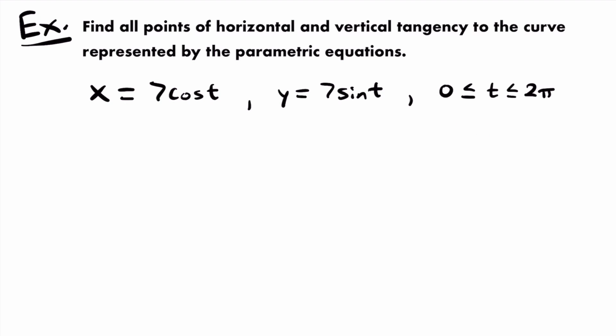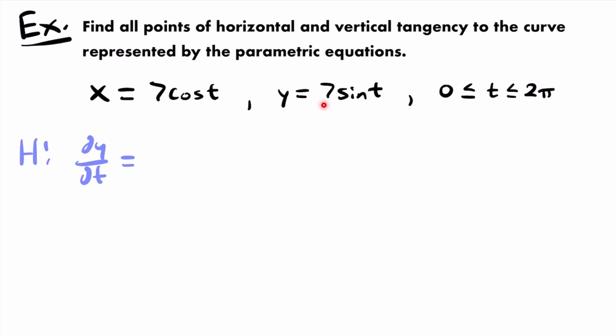All right, so just like with our previous example, we want to find any points for the curve represented by these equations where we have horizontal or vertical tangent lines. And so let's start by finding the location of horizontal tangent lines. And horizontal tangent lines occur when dy dt is equal to 0. And so what we need to do is find dy dt, the derivative of y with respect to t, and then set that equal to 0 and solve for t.